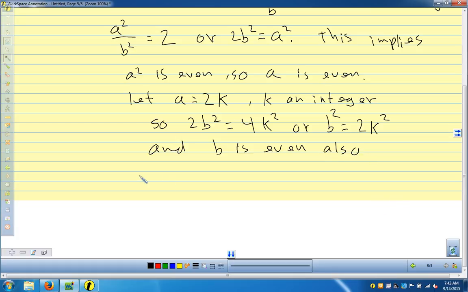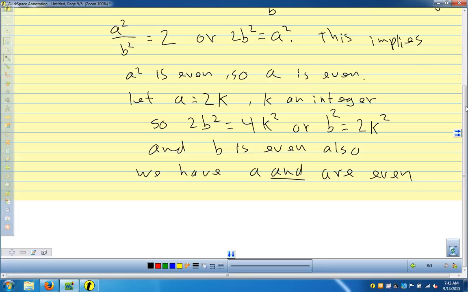So we have a and b are even. What does that say about a and b? They each have a factor of 2.